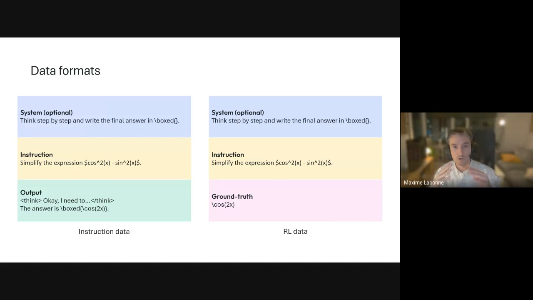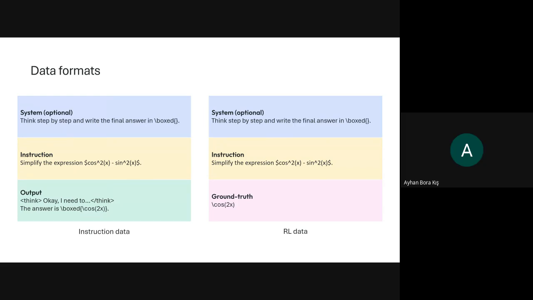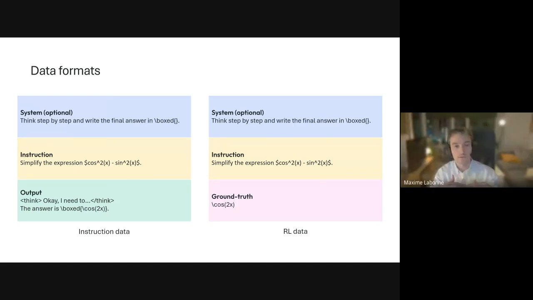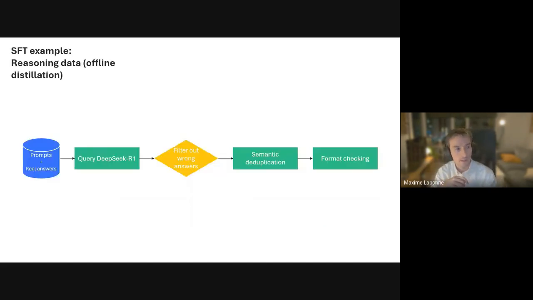And then we can use the model that has been warmed up on this with reinforcement learning data. And here, the difference is that you have instruction and ground truth. The ground truth, you will use it to extract the answer from the model's response and compare it with it to make sure that it is aligned, or otherwise it's not rewarded.